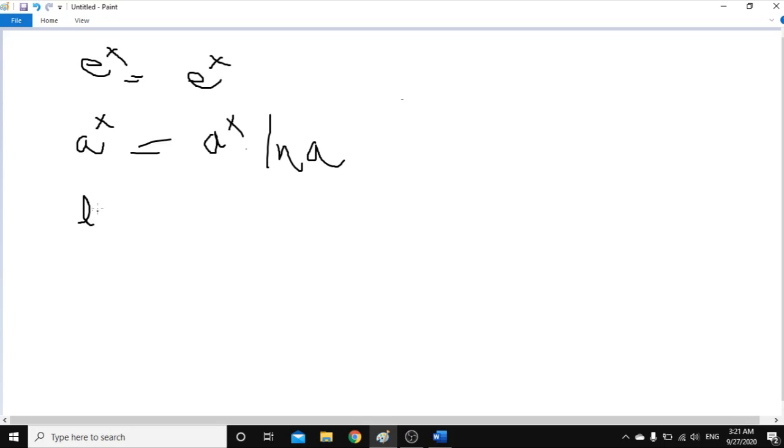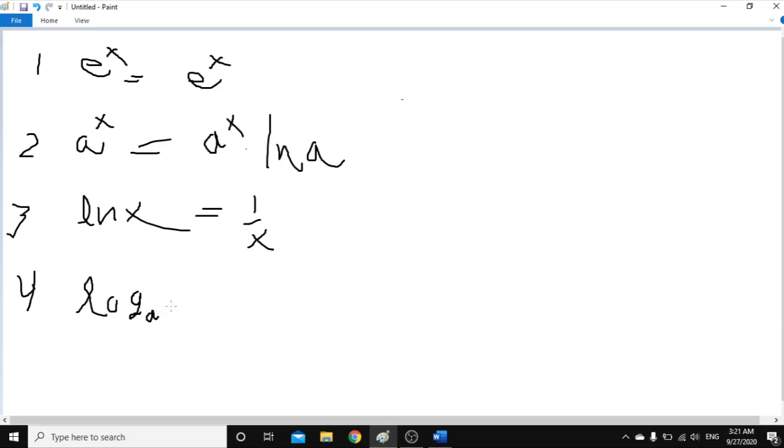The derivative of the ln of x, or ln x, is equal to 1 over x. Here is number 1, number 2, number 3, and the last rule I will talk about is the logarithm. The derivative of log a x is equal to 1 over x times ln a. Okay?